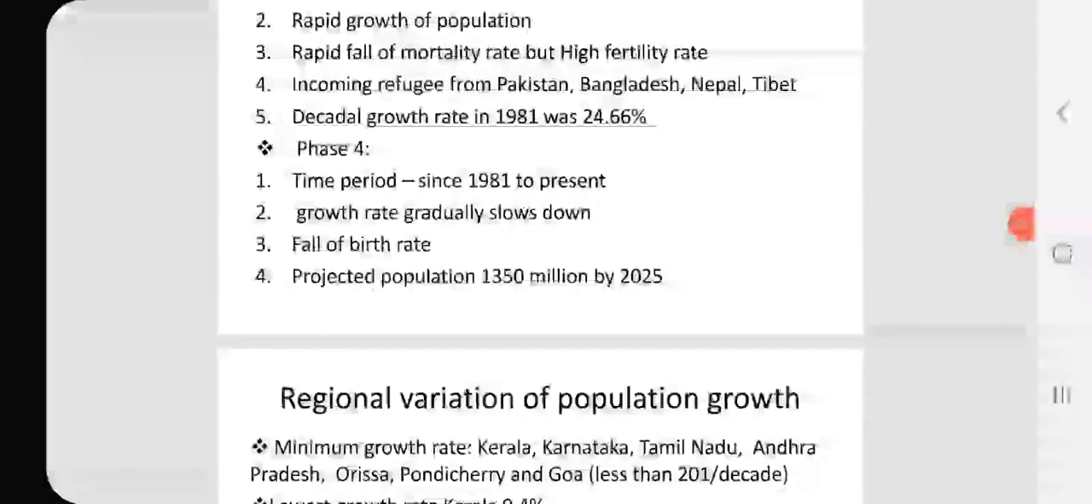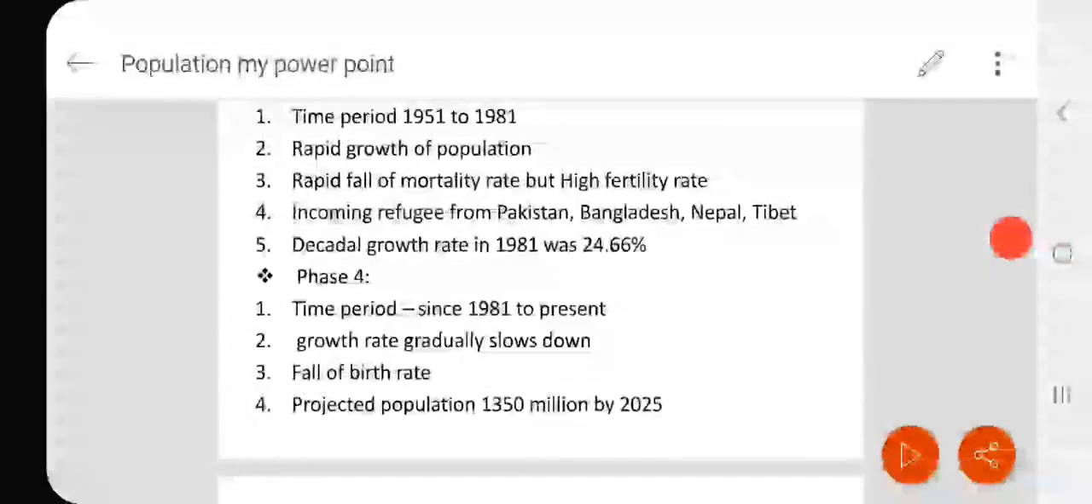The projected population by 2025 will be 135 crore. So in 2025 we expect that the population will be 135 crore.